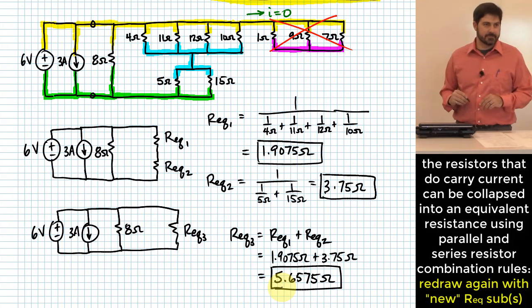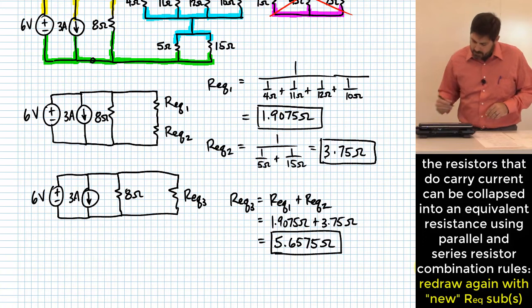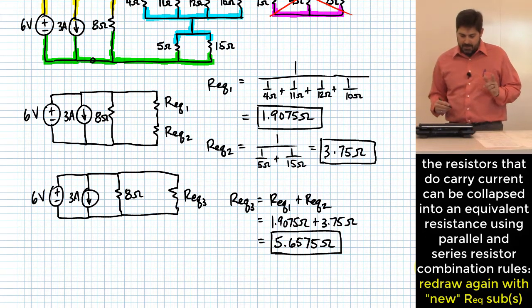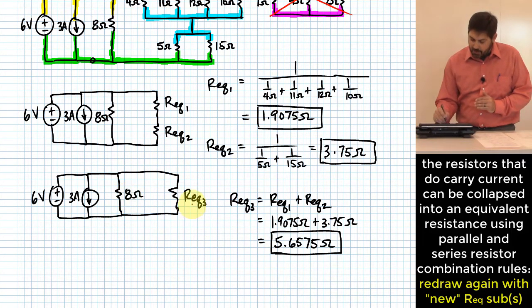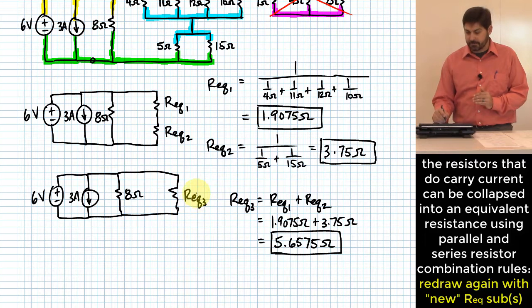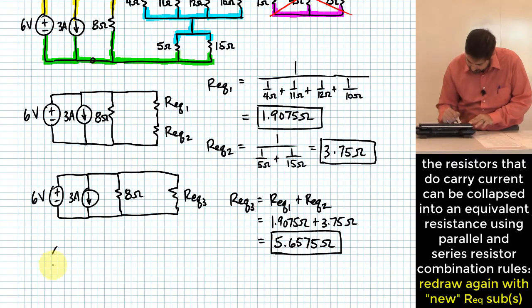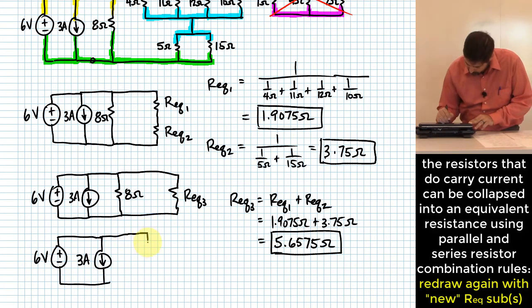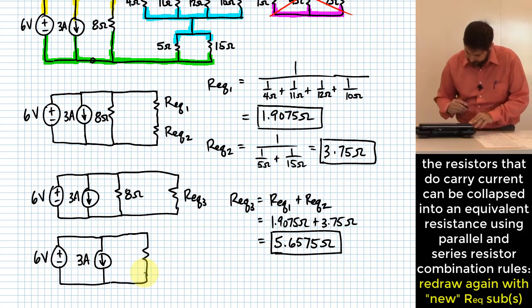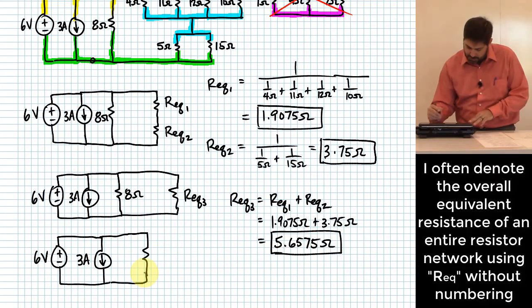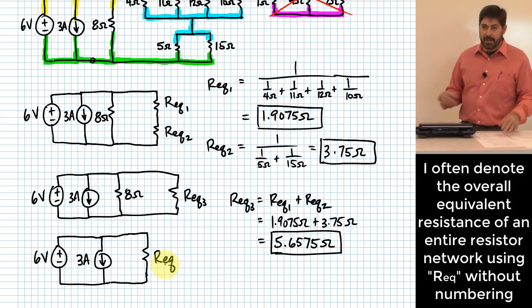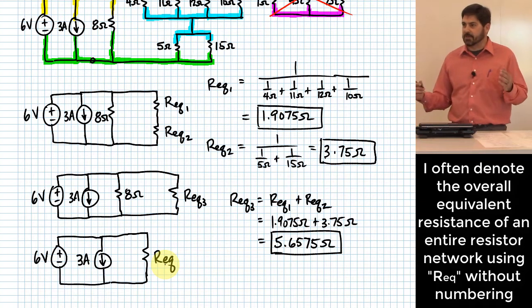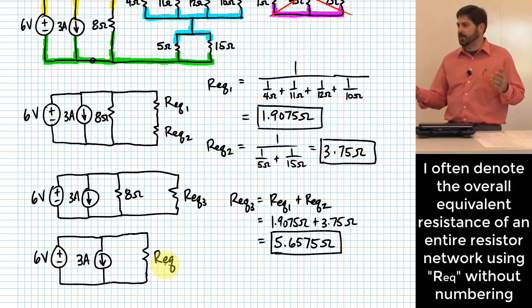What's the next step? We're going to combine in parallel my 8 ohm and my REQ3. Okay, so let me redraw that circuit. 6 volts, 3 amps. Now we're down to just one resistor. A lot of times in my notation, this is optional of course, on my last step I drop the numbering and say that is my overall REQ. That's not a standardized bit of notation, but that's what I often do.